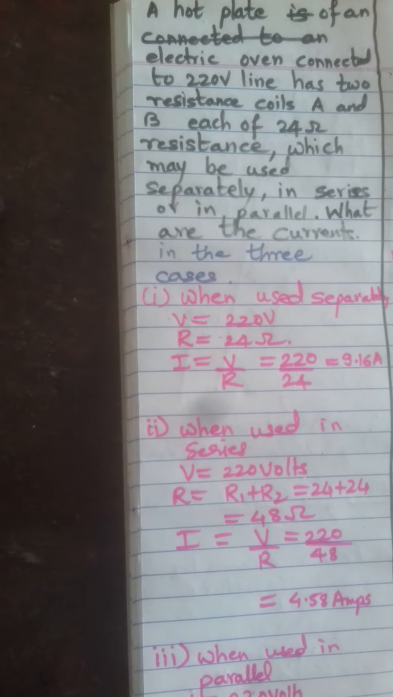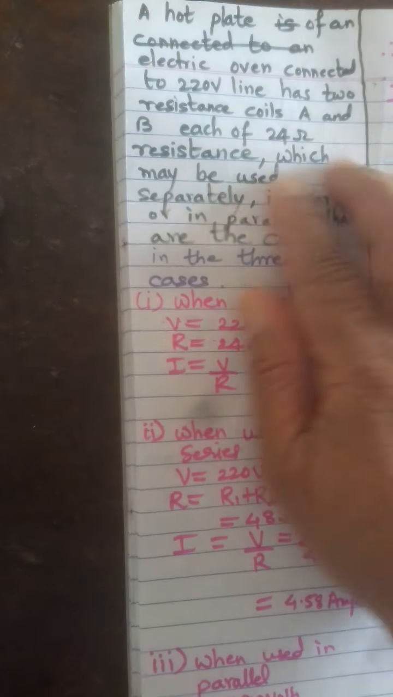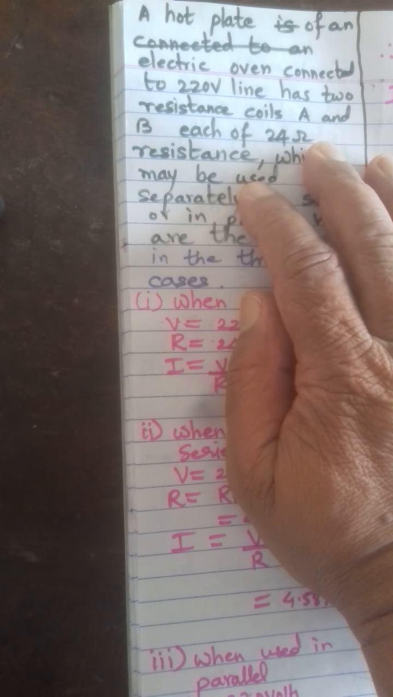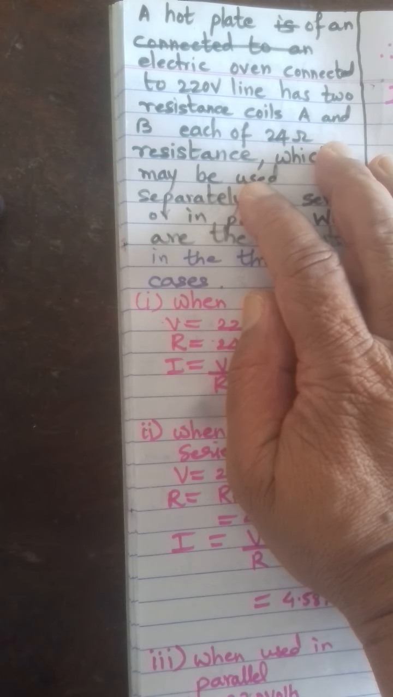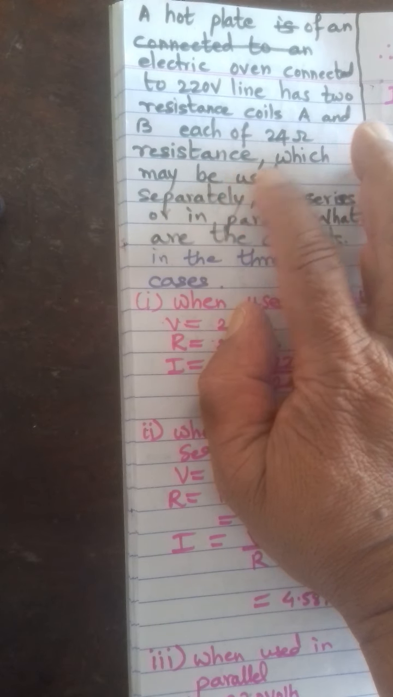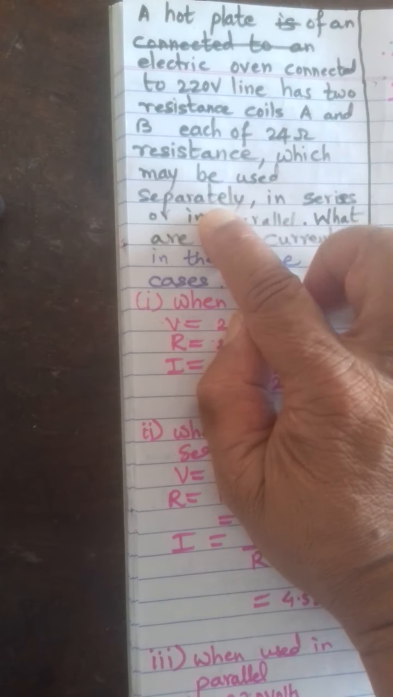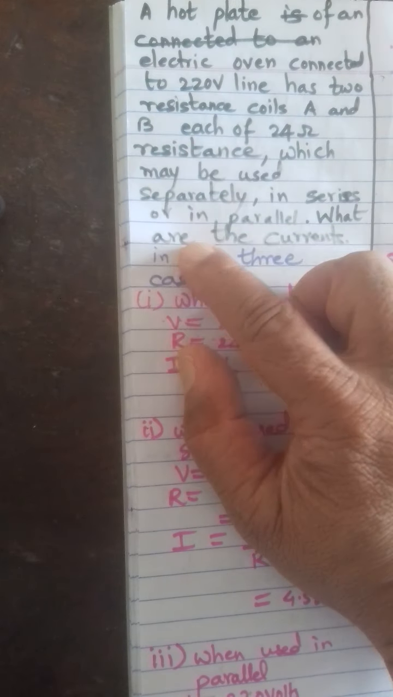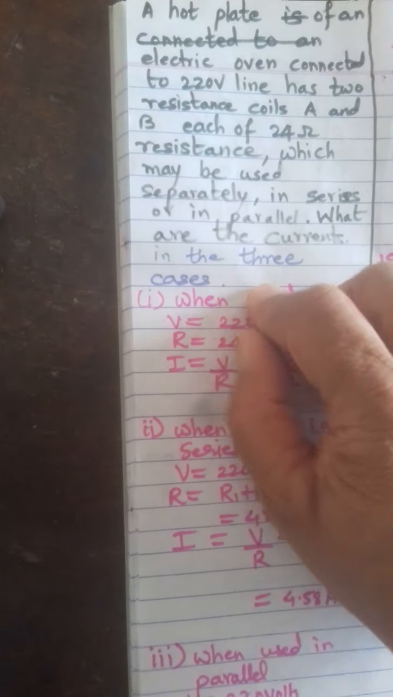So let us see the 13th question of electricity exercises. I will read the question. A hot plate of an electric oven connected to 220 volts line has two resistance coils A and B, each of 24 ohm resistance, which may be used separately, in series or in parallel. What are the currents in the three cases?